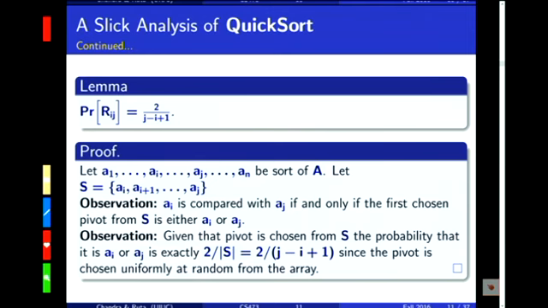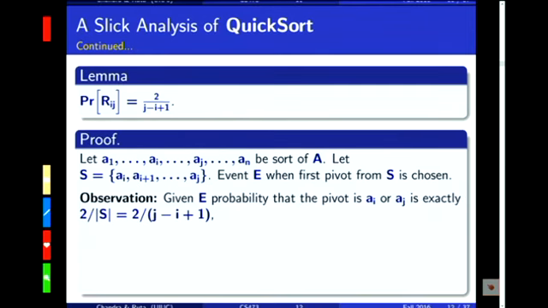So if I put everything together, let's say E is the event when I first pick an element from set S. Then what I have so far is that, given that E happens, I and J are compared with probability 2 over J minus I plus 1, because the size of S is J minus I plus 1. But this is a conditional probability. It is saying that conditioned on E happening, the probability of Rij is 2 over J minus I plus 1.